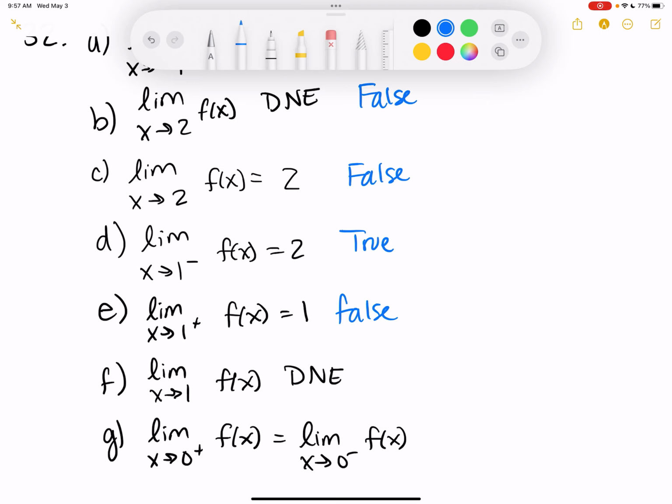So does the limit as x, or sorry, hold on. Let me rephrase. The limit as x approaches 1 of f of x does not exist.